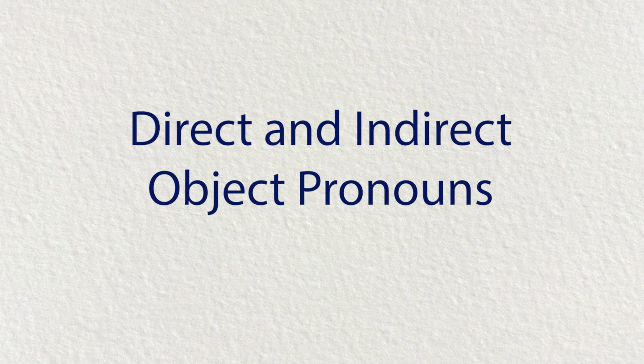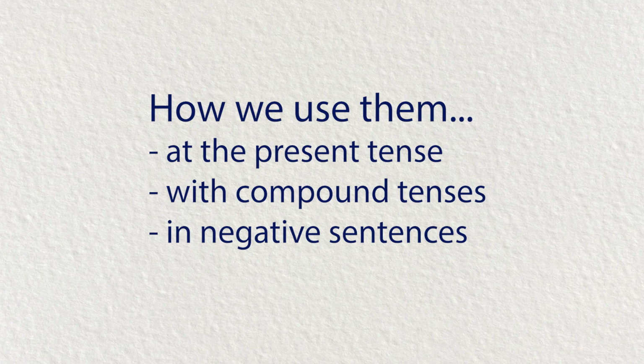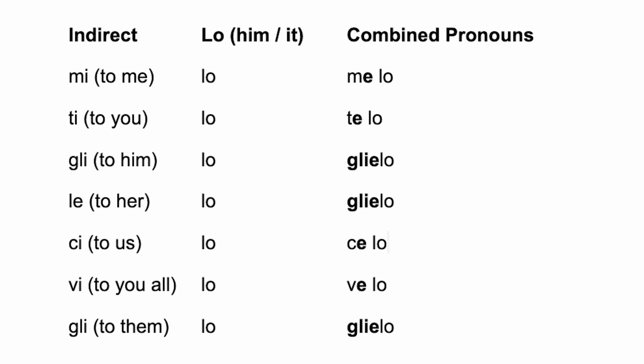We are covering what happens when we use simultaneously both direct and indirect object pronouns at the present tense, with compound tenses and in negative sentences. The table shows the indirect object pronouns combined with the direct object pronoun lo. The indirect object pronoun is located before the direct object pronoun. The I becomes E for mi, ti, ci, and vi, followed by lo. Me lo, te lo, ce lo, ve lo.